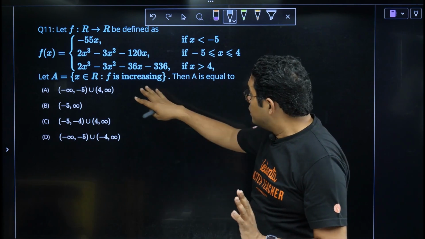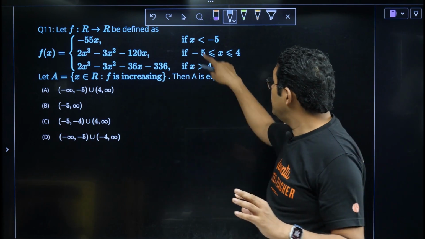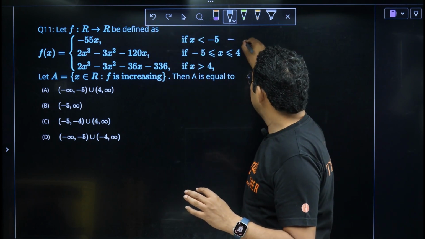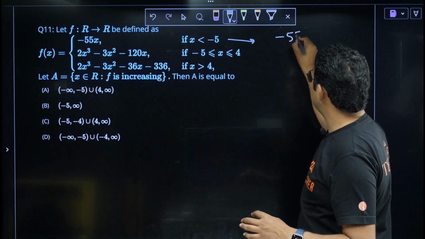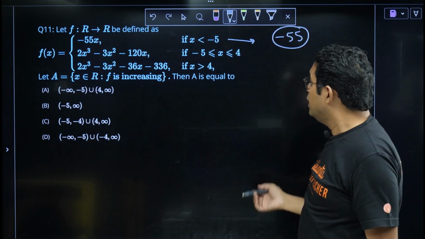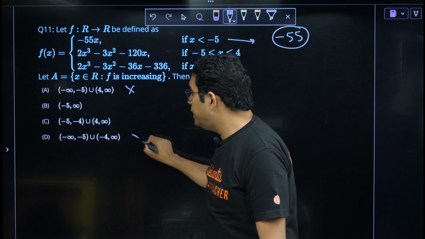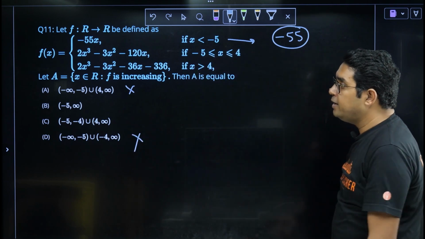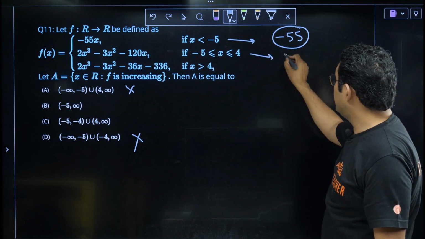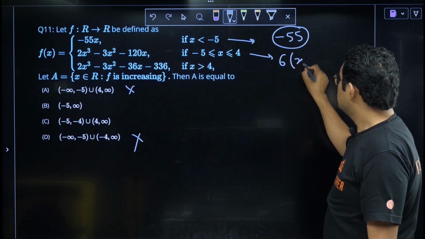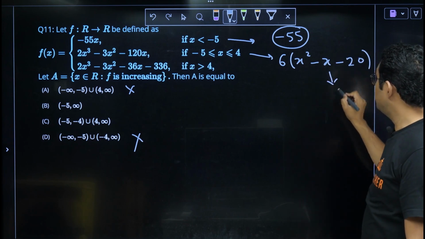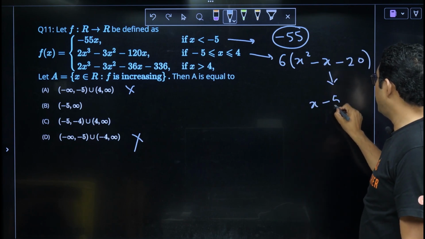So this question can be done now by doing the differentiation in those intervals where a single definition is applicable. Like for the first part, the derivative is -55. I am writing the derivative, which is obviously negative. So for less than -5, this function cannot be increasing. So I think A option is ruled out. Okay, B option is also ruled out. Now we are left with B and C. Now if I go to the second interval, there the derivative will be, I think 6 if you take common, x square minus x minus 20. For this, if you do the factorization, it will be x minus 5, x plus 4.